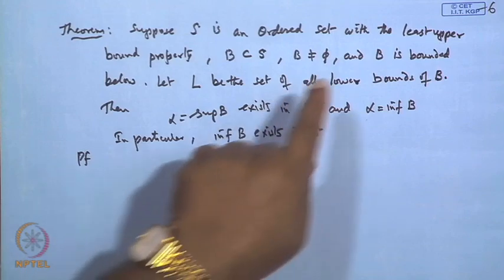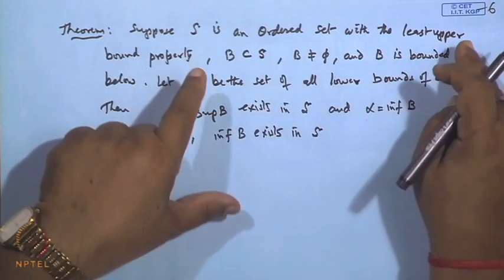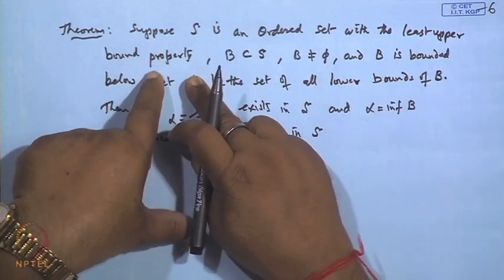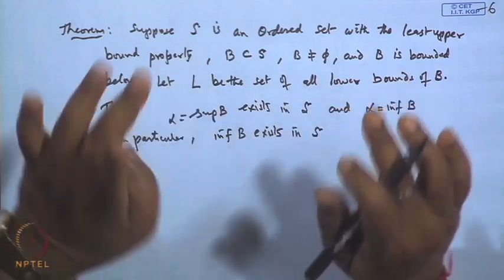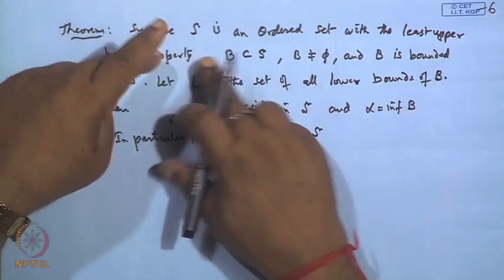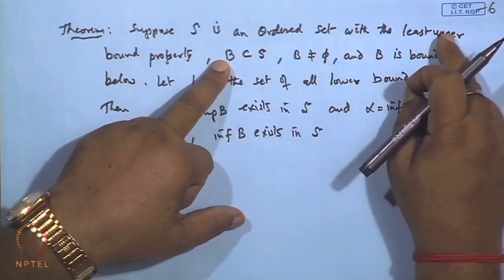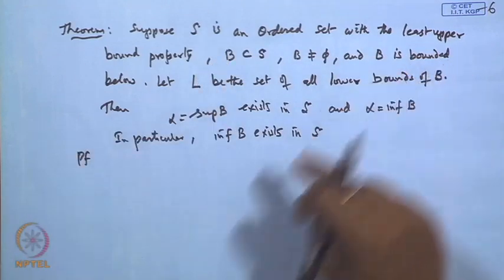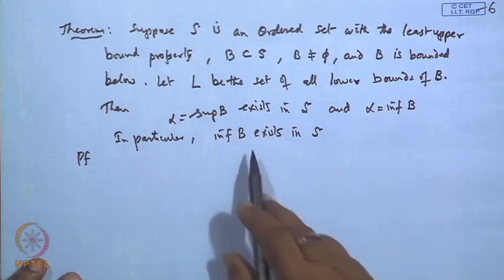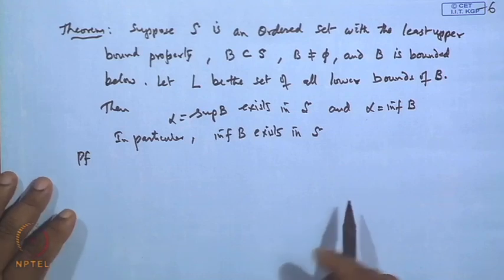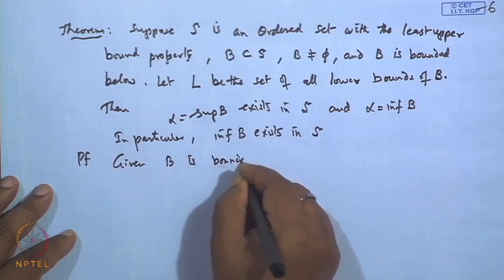What is given is that S is an ordered set which has the upper bound property. Upper bound property means if any non-empty subset of S has an upper bound, then the supremum of this subset will exist in S. Now, here we are assuming that S has the upper bound property and a non-empty subset B is bounded below. Then because of this property and this condition, we will show that B will have the greatest lower bound, and the infimum of B will exist in S. That is what we have to show. Since B is given, B is bounded below.